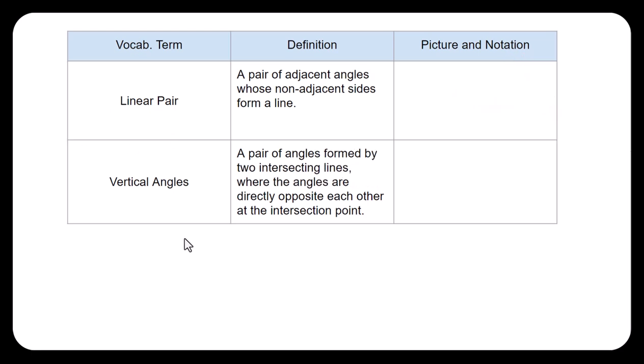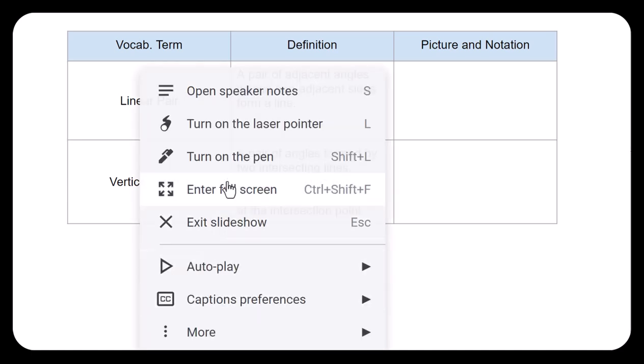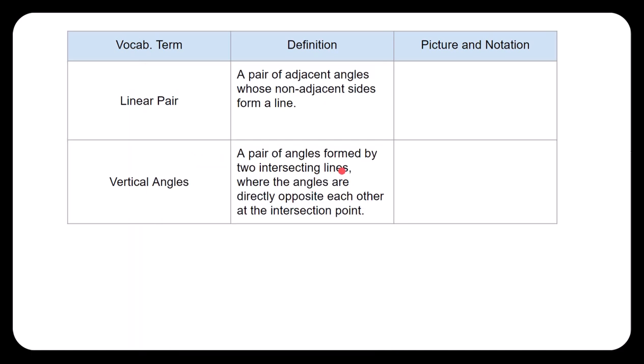Okay, so our next definition is vertical angles. This is a pair of angles, so two angles again. And let me just turn on the pen. So two angles formed by two intersecting lines. So we know we're going to have two intersecting lines. Let me draw those lines. So there's one line, and let's draw another line over here. So it looks like an X. All right, and these lines intersect right here in the center. So there's an intersection point where the angles are directly opposite of each other.